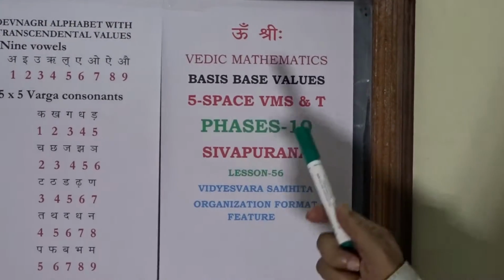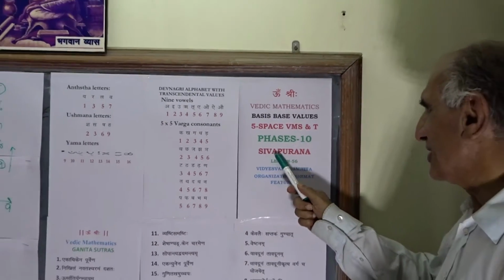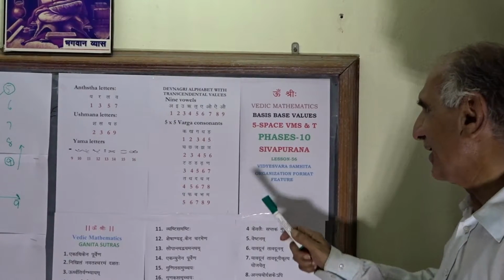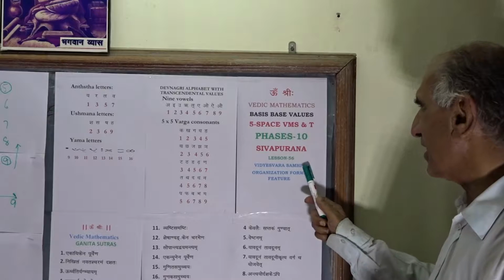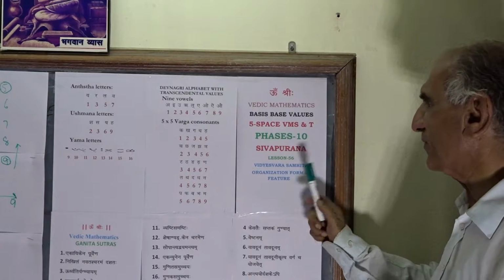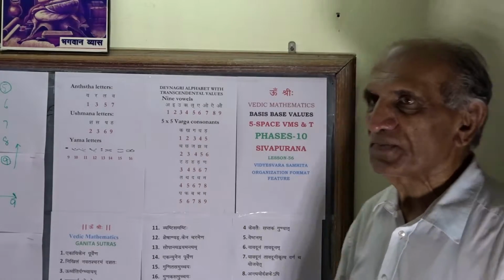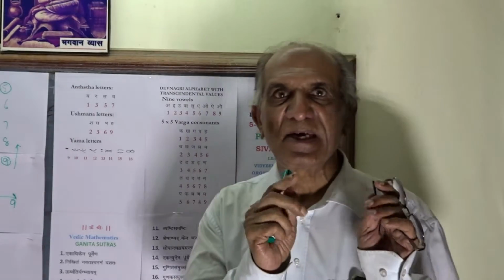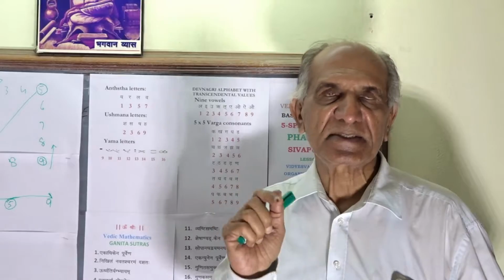We are in phase 10. We are initiating ourselves to Shipron. We are continuing with the Videshwar Samhita organization format features. We have seen that Videshwar Samhita is the first Samhita. It is a scripture of 25 chapters.